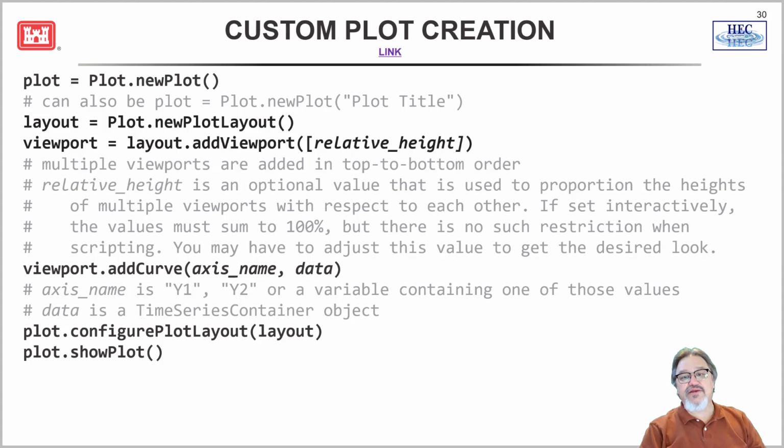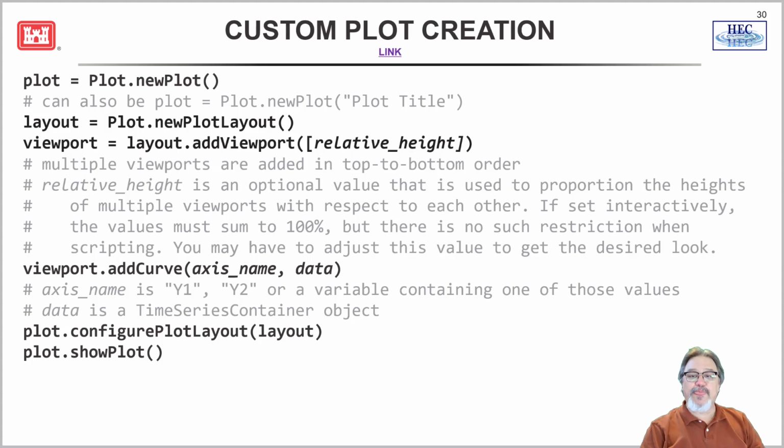And also we are given control over what axis this goes on. So if we give it an axis name of Y1, it'll be on the left y-axis. If we give an axis name of Y2, it'll be on the right y-axis. And so this is a great way to script adding stage and flow in the same viewport, but on different axes, or elevation and capacity, or any two related variables.